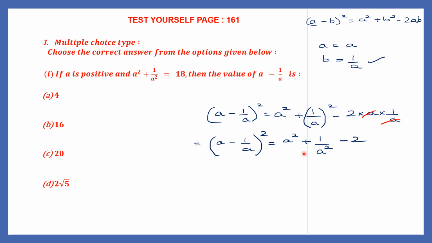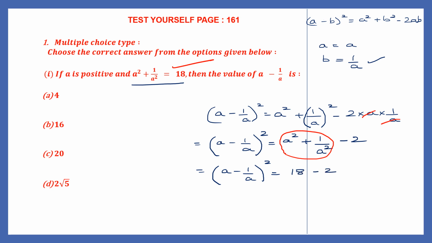And this we already know, a square plus 1 by a square is given to us, that's 18. It's given to us in the question itself. So we're going to substitute and write. Now this will be the same, a minus 1 by a the whole square is equal to, instead of a square plus 1 by a square, we're going to write 18, which is there in the question. So 18 minus 2. So a minus 1 by a the whole square is 16, 18 minus 2.